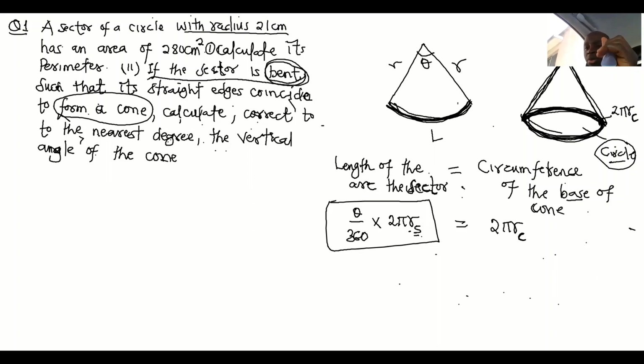Now, what formed this place and this place? Anybody? What formed these two places? Radius. So this is called the slant height of the cone. And the slant height of the cone is equal to the radius of the sector.